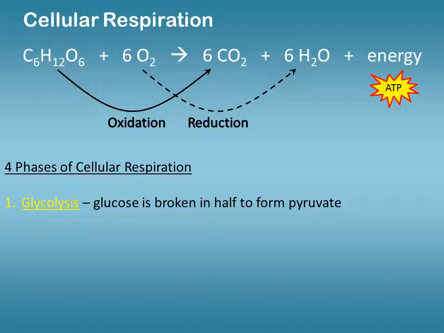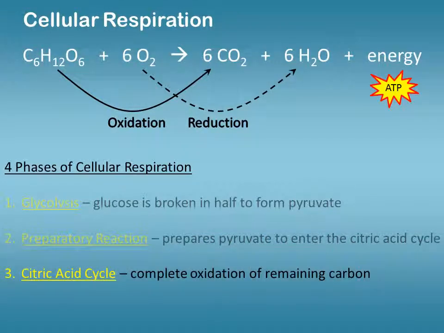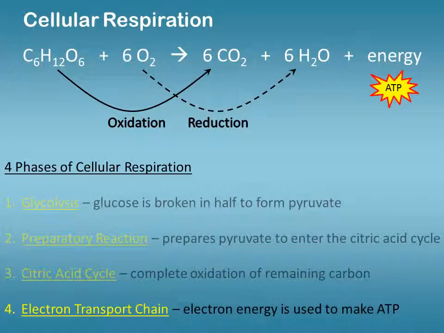Glycolysis is the first, where glucose is broken in half to form a molecule called pyruvate. Next is the preparatory reaction, where pyruvate is modified to enter the citric acid cycle, which is the third step of the process, where the remaining carbons from the original glucose molecule are completely oxidized to form carbon dioxide. And then finally the last step, the electron transport chain, where we make the bulk of our ATP out of this process using energy from electrons that have been gathered.